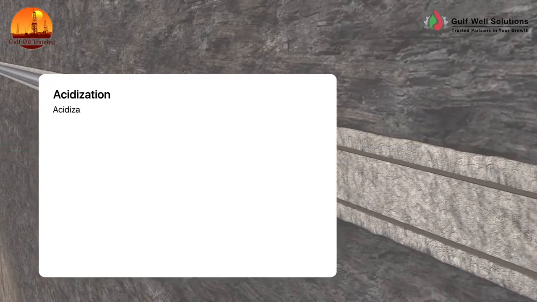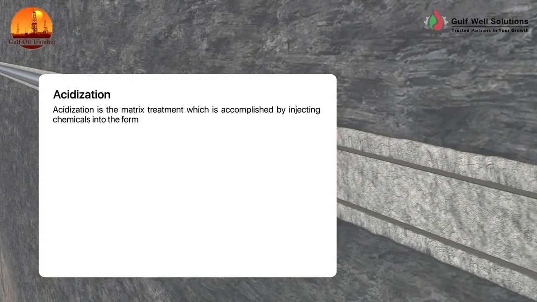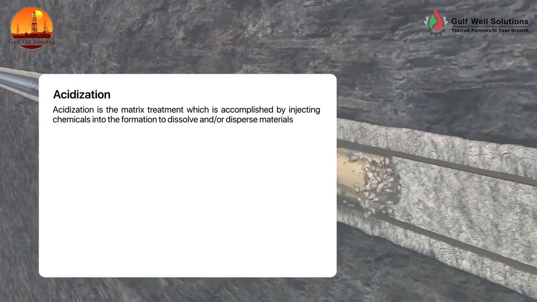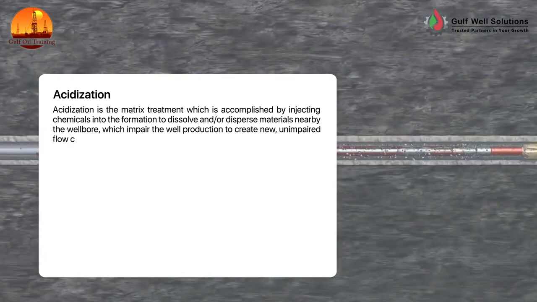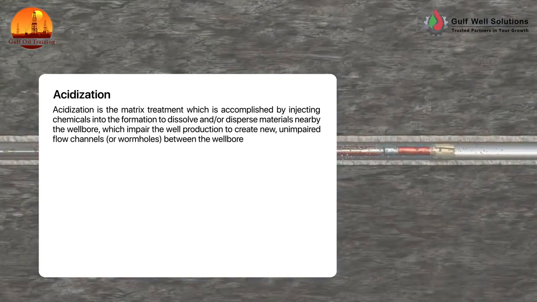Acidization. Acidization is the matrix treatment which is accomplished by injecting chemicals into the formation to dissolve and or disperse materials near the wellbore, which impair the well production, to create new, unimpaired flow channels, or wormholes, between the wellbore and formation. Types of acidization.